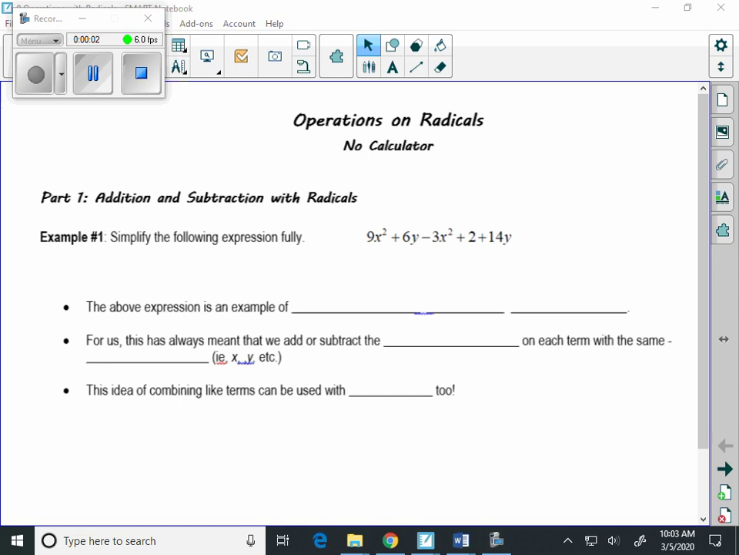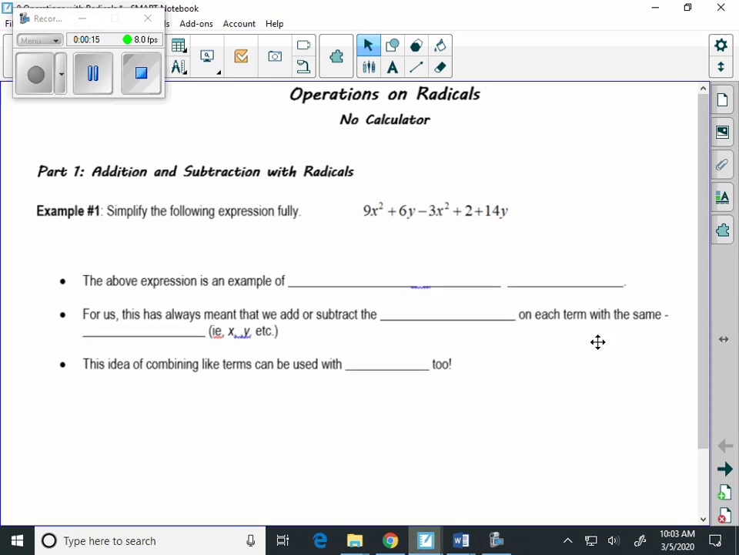Today we're going to talk about operations on radicals, and it's not really going to matter to me that much if you use a calculator or not, even though it does say no calculator on there. As we take a look here at our first example, it says simplify this expression fully.